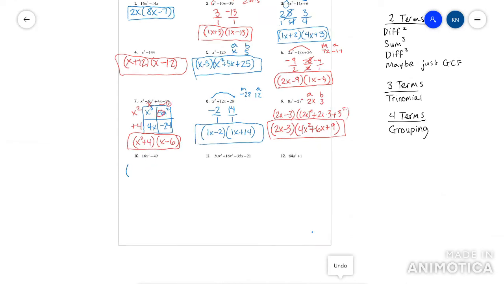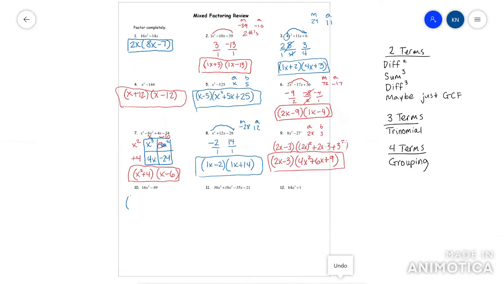So you set up 2 sets of parentheses. You say, what times what makes 16? Well, that's 4. X times x makes x squared. 7 times 7 makes 49, and then one's a plus, one's a minus. Nothing to it.